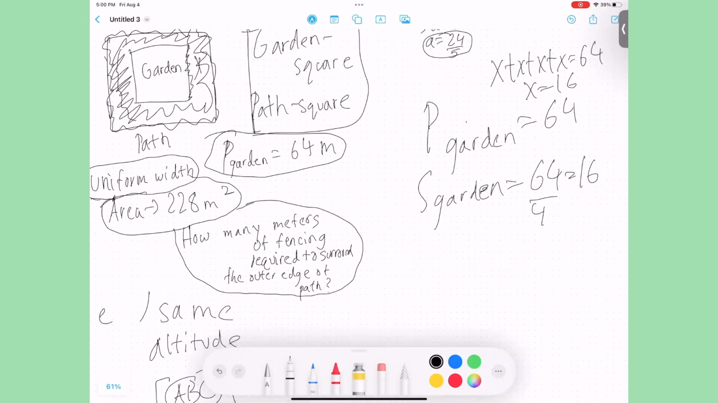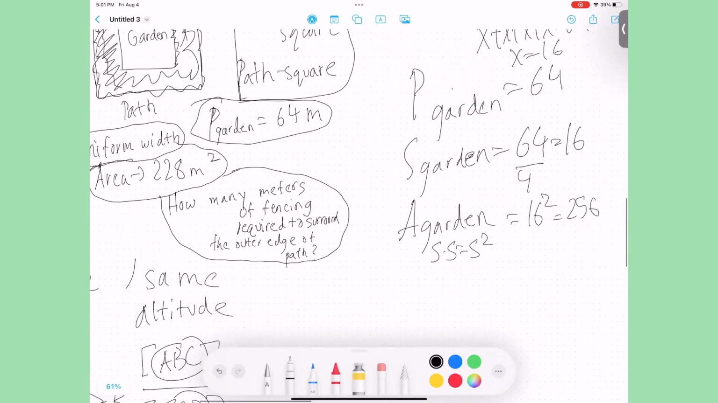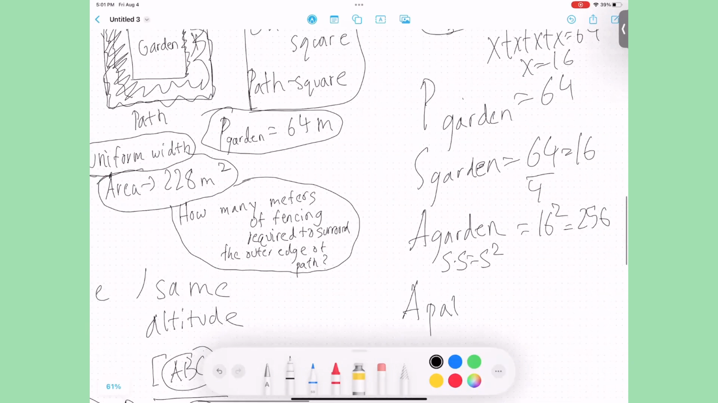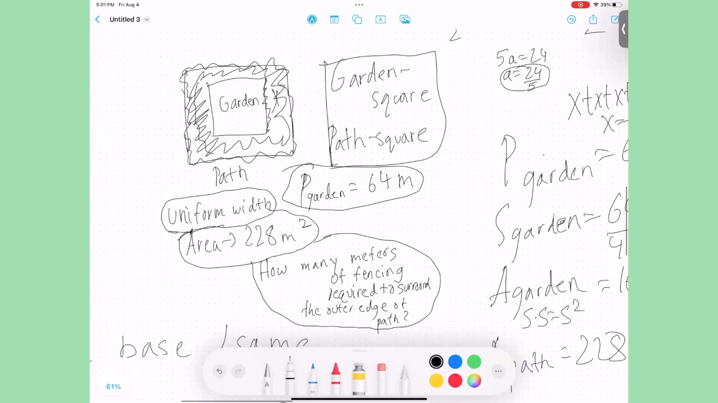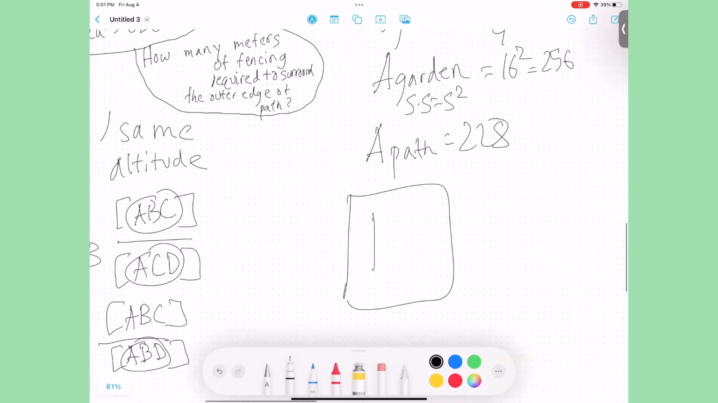And then if x equals 16, what's the area of the garden? Area of the garden is just 16 squared, because in a square, you multiply the side by itself. So this is the area. And then you're given that the area of the path is 228. Now you see that if the diagram is something like this, I have this area, I have this area.